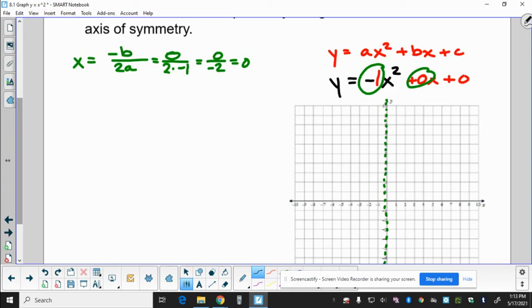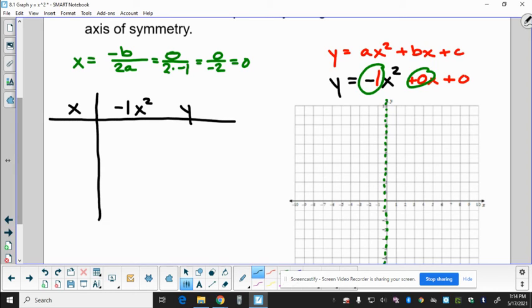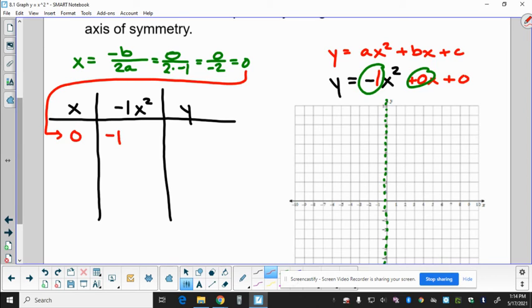Let's make a table of values and see if we can find our vertex and get a couple more points. All right. First of all, the vertex. Put a 0 in here. So it'll be -1 times 0 squared. So that would be 0. (0, 0) is the vertex. Put a couple more points in here that are close.